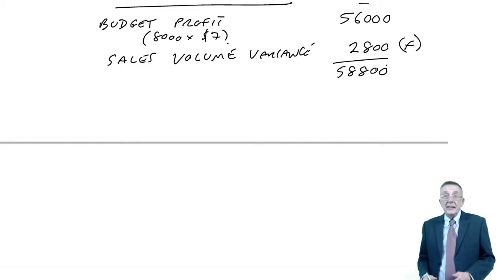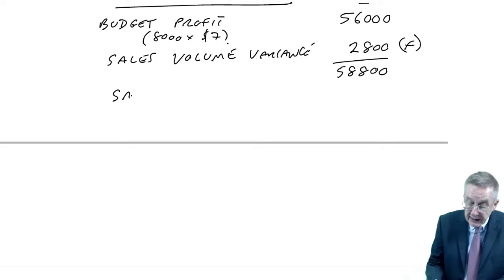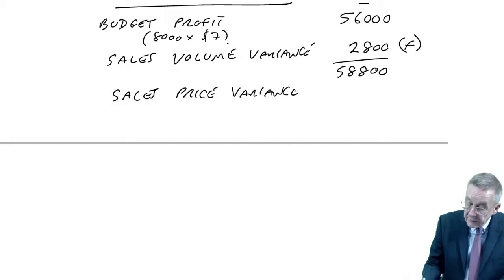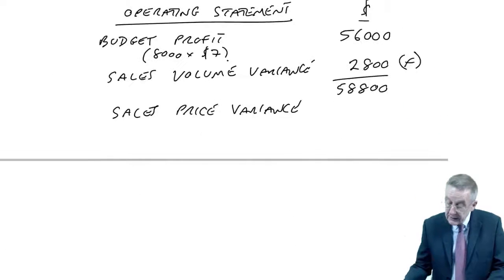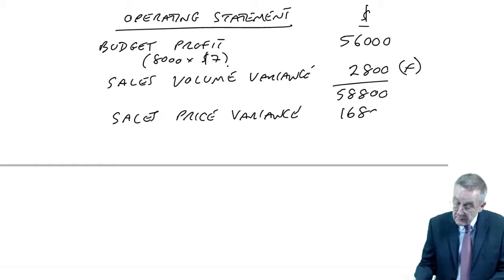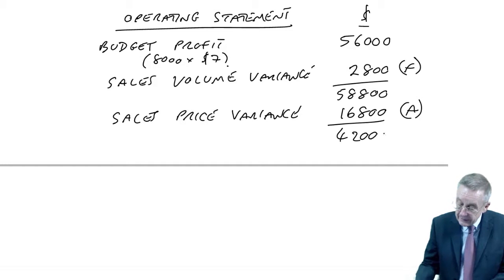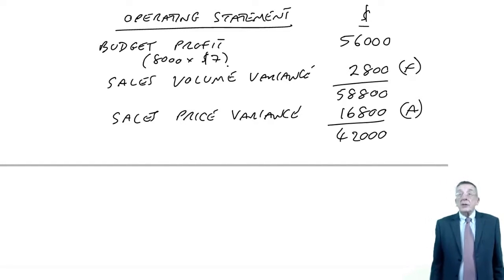Why didn't we get 58,800? Still on sales, we dropped the price. Sales price variance. Again, we've just calculated, I think it was 16,800, yes. Adverse. So we're now down to a profit of 42,000.